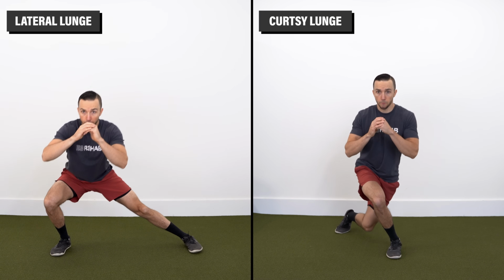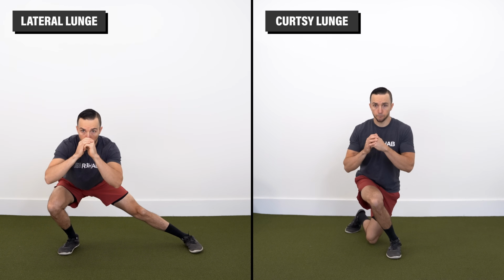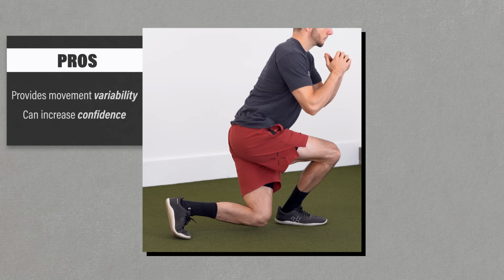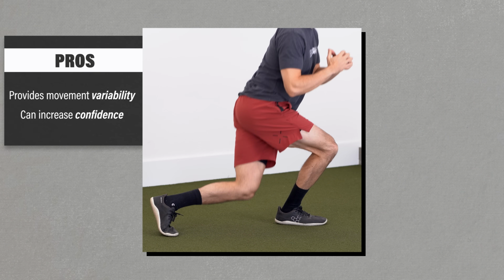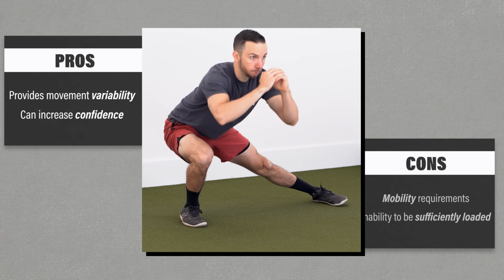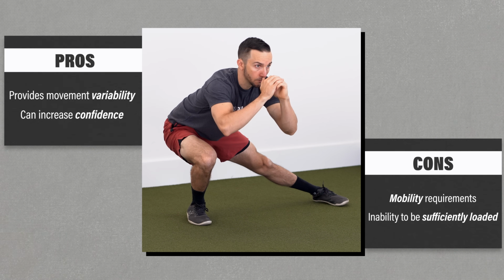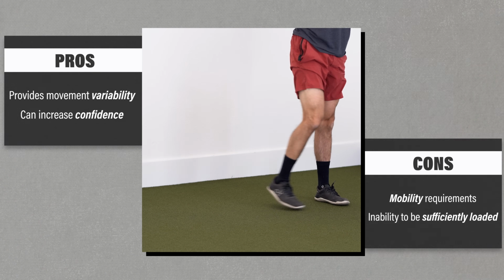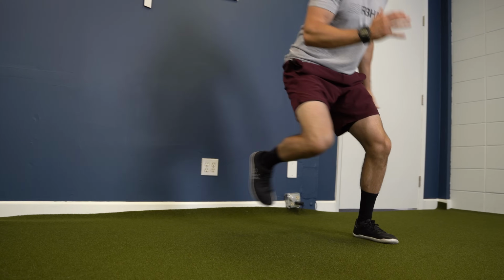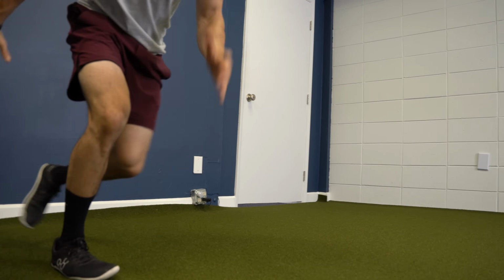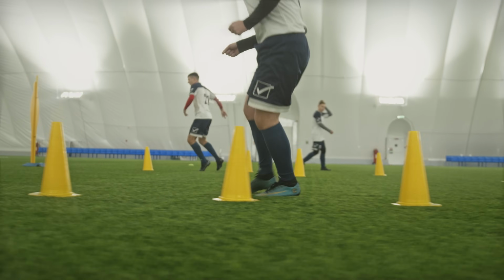Other exercises that often come up in the conversation of MCL rehab are lateral and curtsy lunges. These can be a consideration for improving confidence in lateral and rotational movements involving deeper knee flexion. However, they are likely not the best option for developing strength adaptations due to their mobility requirements and/or inability to be sufficiently loaded. Progressing to lateral and rotational movements are key components of plyometric and return to sport drills and are probably sufficient for most people.